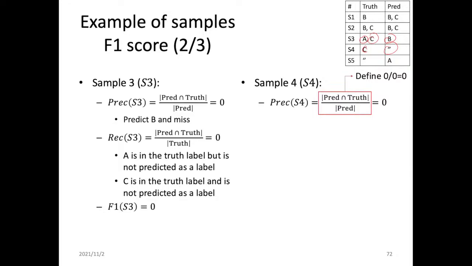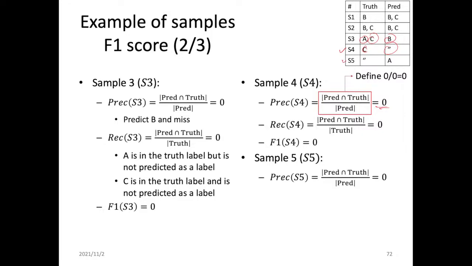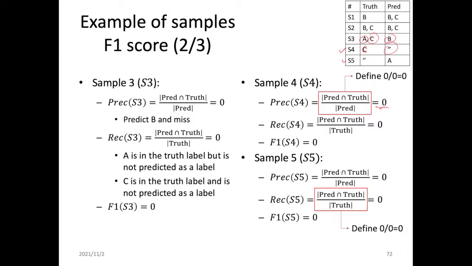If that's the case, then here both precision and recall are 0. So here you will have a 0 divided by 0 issue, but we define this as 0. So for this sample, precision and recall are both 0, so the F1 score is 0. For the final one, the truth is empty, but we predict A as positive. So here again both precision and recall are 0, so the F1 score is 0.